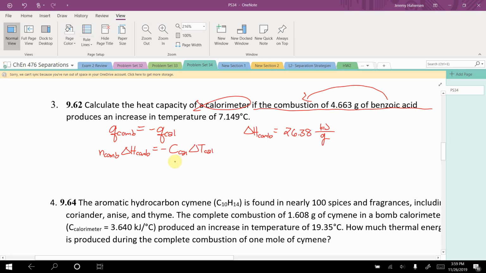And then, do I know the heat capacity of my calorimeter? That's what I'm looking for. Do I know the change in temperature of my calorimeter? Yes. So I know that I wrote n here, but n usually means moles, but I'm going to use grams. Why? Because I got the heat capacity in grams. So 4.663 grams times 26.38 kilojoules per gram equals negative, I'm looking for the C of the calorimeter, and I know that I'm increasing the temperature by 4.179 degrees Celsius.